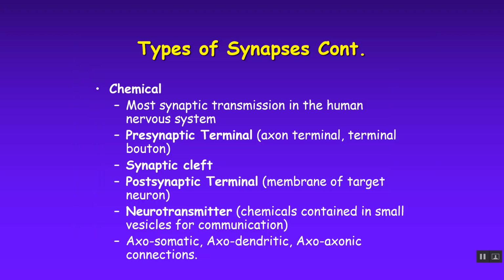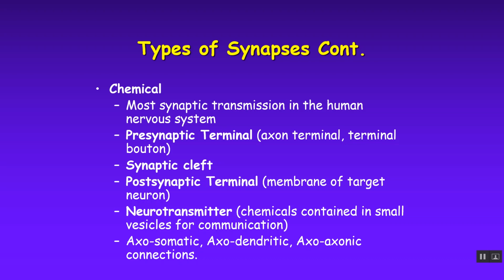The one we're going to spend the rest of our time on is chemical synapses, the most common type of synapse, and the one that allows transmission of information longer distances and those kinds of things. So you have a presynaptic terminal, also called the axon terminal or the terminal bouton. All three of those things are synonymous. So presynaptic terminal, axon terminal, terminal bouton. Then you have the cleft or the gap between, okay? And then you have the postsynaptic terminal, which is the membrane of the target neuron.